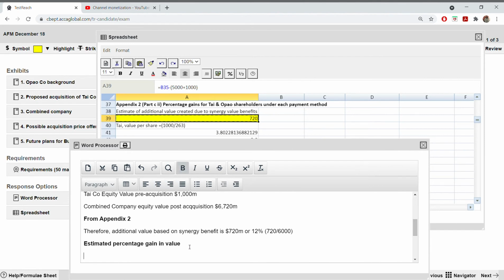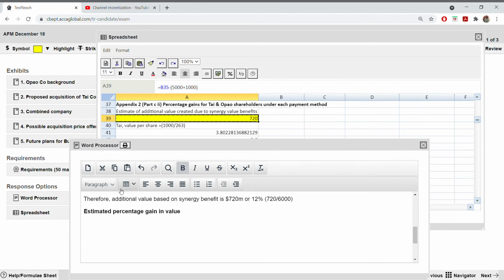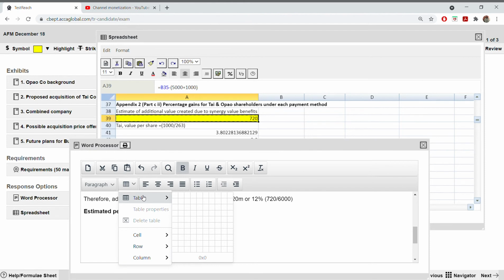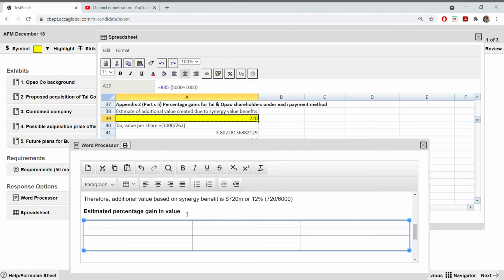Why have you written a separate heading? Because you are putting this in terms of a table now. Insert table. Okay, 3 columns, 4 rows. How will you know? You will see here 2 into 4, so it's 3 into 4. Okay, this much is enough. If you want, you can reduce the length. Okay, this much is not required. So I'm going to write the two companies, Oppo company and Thai company.